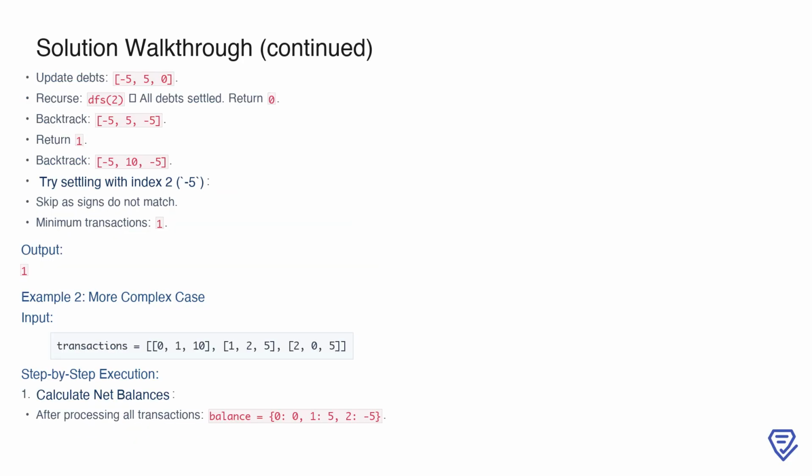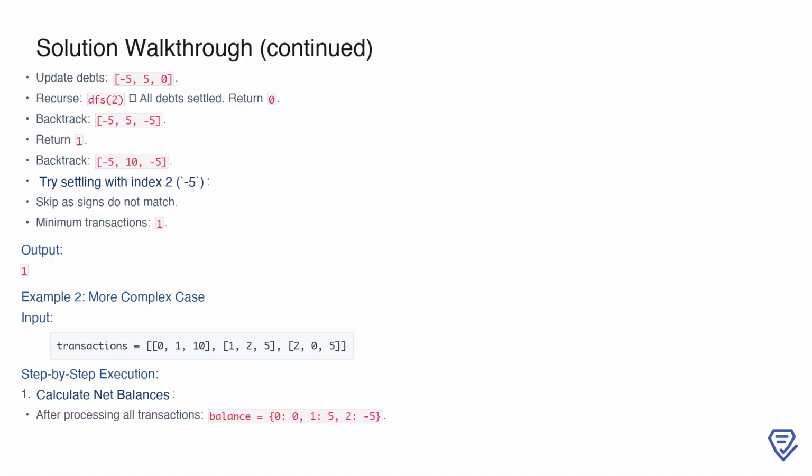With the updated debts array, [-5, 5, -5], we look at index 1, where the debt is now 5. We skip this index temporarily since it reflects a positive balance, and instead, we try settling the remaining debt at index 2, which is -5. Settling these amounts fully cancels out the debt at index 2, leaving us with the updated debts array, [-5, 5, 0]. At this point, we recurse further, and since all remaining debts are resolved, the recursion returns 0, indicating no additional transactions are needed for the current path.